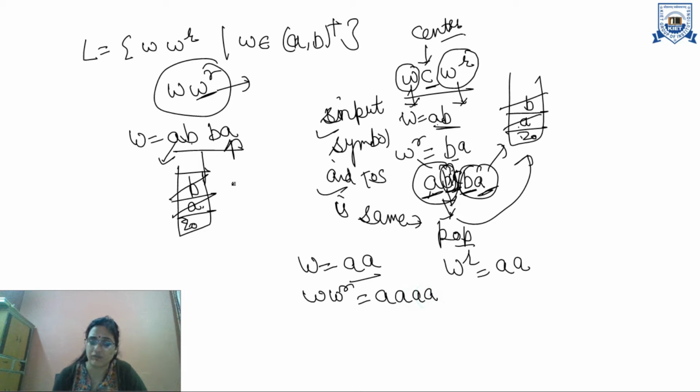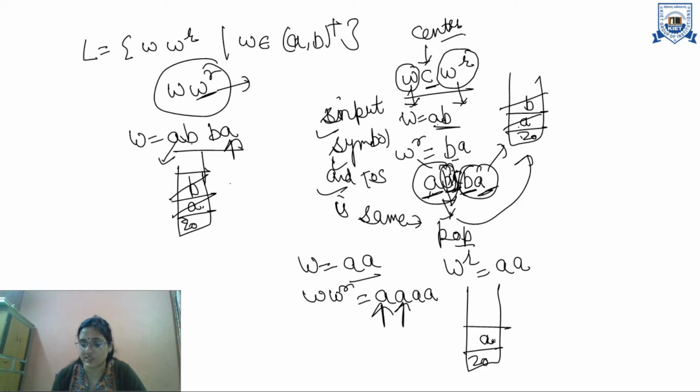Now, just perform the same technique on this example. Same technique. First of all, the start symbol is Z0. Now, the first input symbol is A, I just push it. Now, the input symbol is A and the top of the stack is also A. I am using the same technique. If the input symbol and the top of the stack symbol are the same, then I have to perform the pop operation.